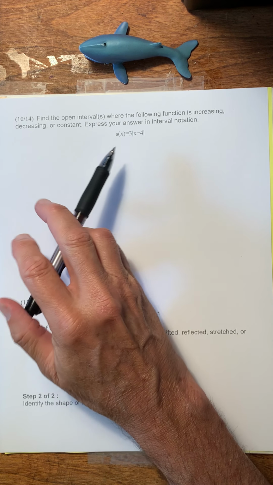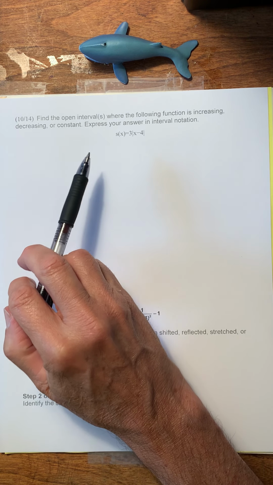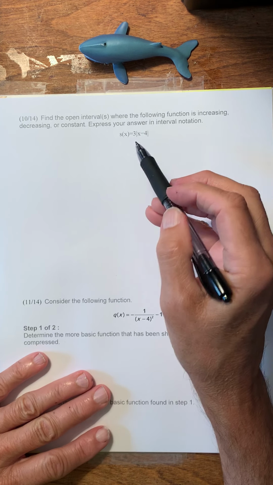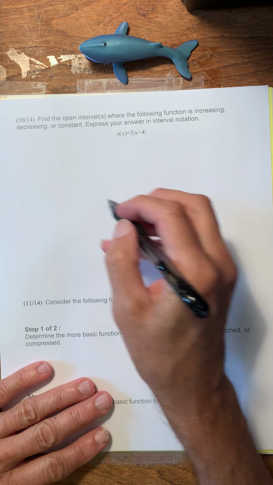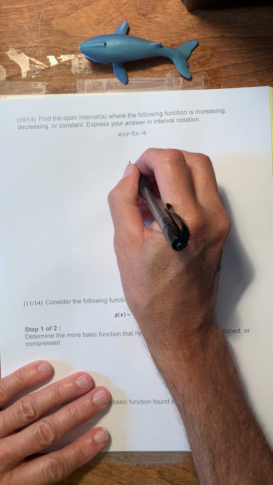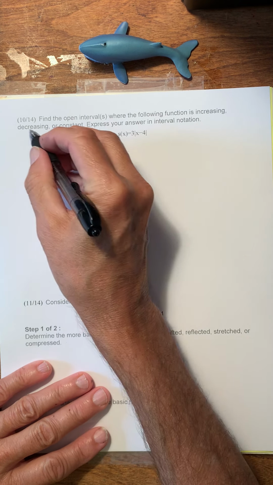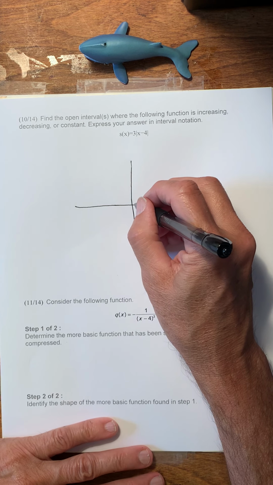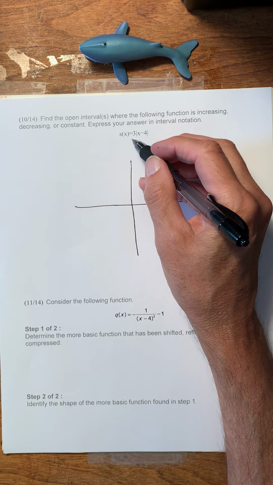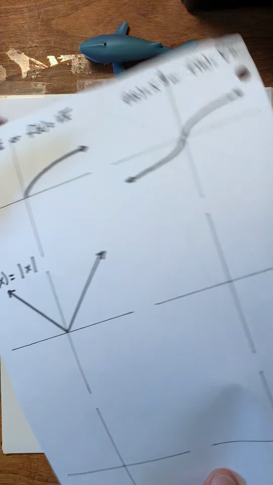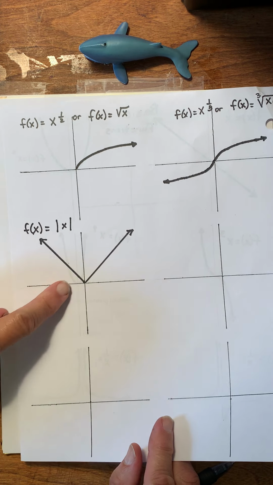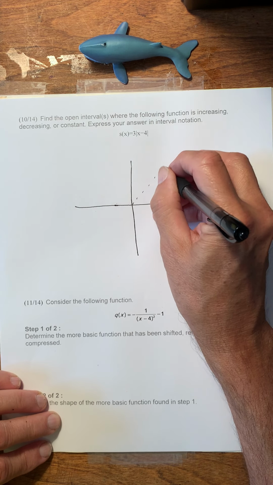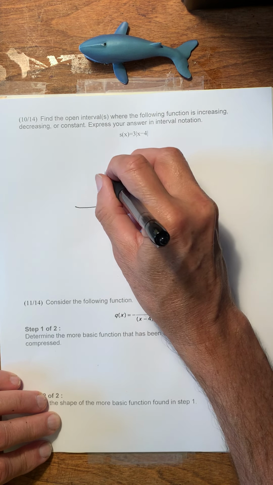Find the open intervals where the following function is increasing, decreasing, or constant. Express your answer in interval notation. So we're going to need to sketch this guy. And I have no more questions to answer. No part 2 of this, so I might as well do the whole thing here. Here's the original. It's an absolute value. Find your basic functions. Not there, not there. There it is. Absolute value. It's an upward turning V. So here's what it started off looking like.